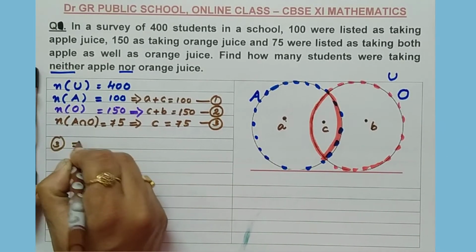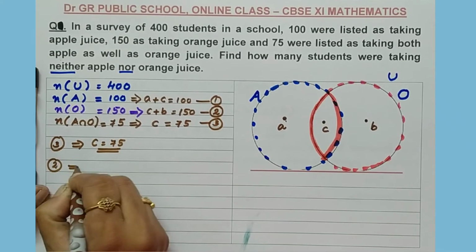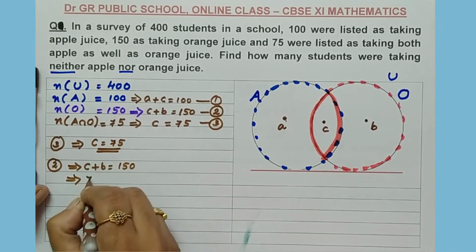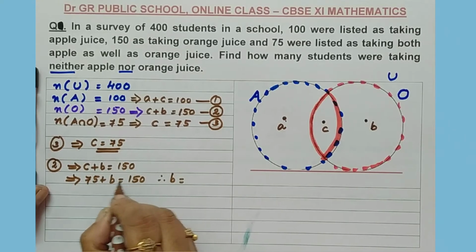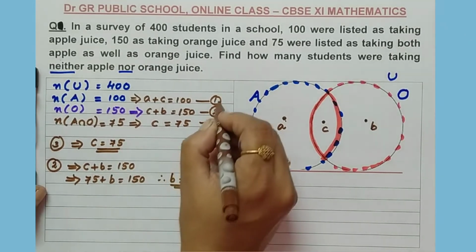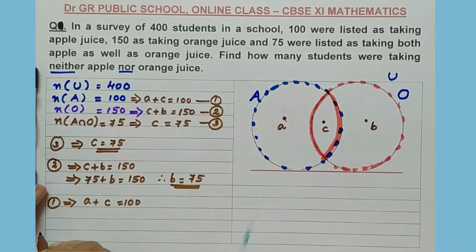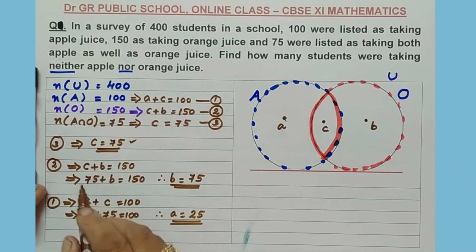Okay. Equation 3 implies C equal to 75. Keep it there. I am going to use equation 2. Equation 2 implies C plus B equal to 150, and C is 75, so 75 plus B equal to 150. Therefore, B equals 150 minus 75, so B equal to 75. Now, I am going to take equation number 1. Equation 1 gives A plus C equal to 100. C is known to you, so A plus 75 equal to 100. Therefore, A equals 100 minus 75, which is 25. Thus, you find the values of A, B, C.